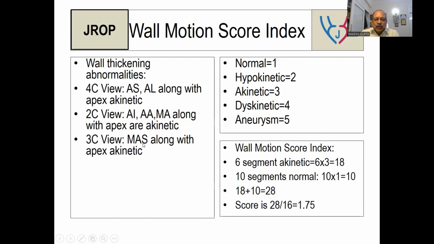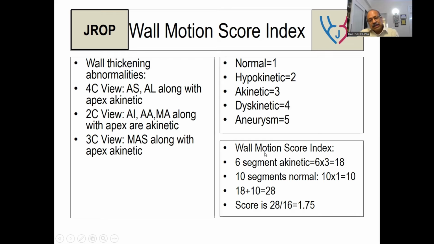3 plus 2 plus 1, 6. And akinetic means 3. So 6 of these segments multiplied by 3 gives you 18. What are the segments left behind? 10. 10 into 1 gives you 10. 18 plus 10 is 28. Divided by 16 segments, that gives you the wall motion score index.